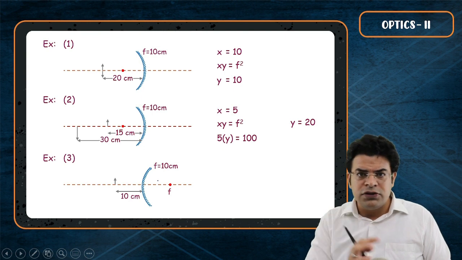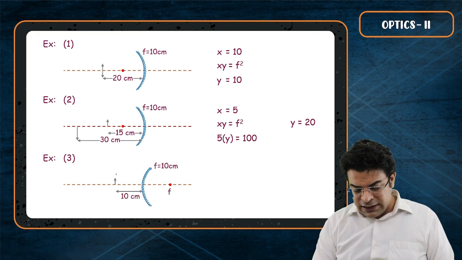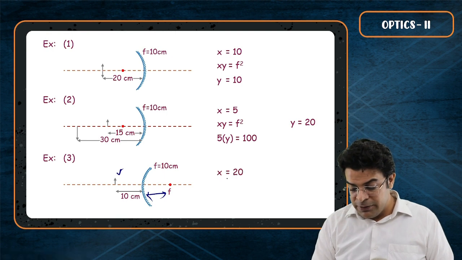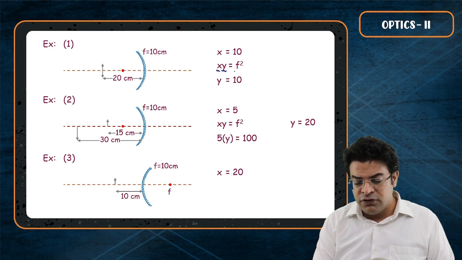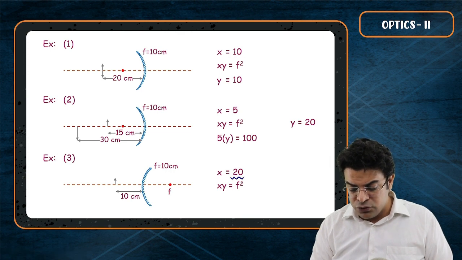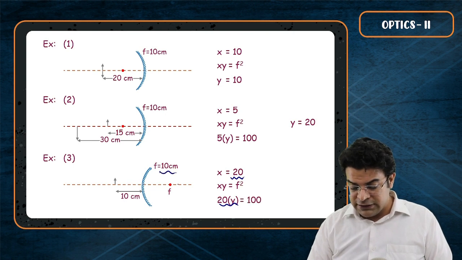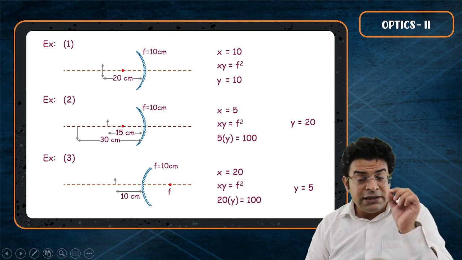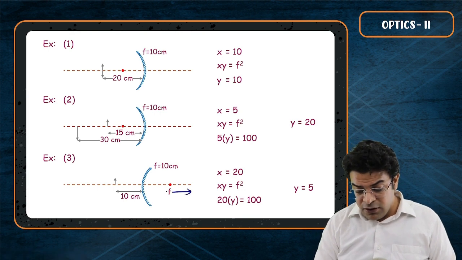Now how to use Newton's formula to solve it without using 1 by v plus 1 by u equals 1 by f? You will say that the object distance from the focus is 10 plus 10, 20 centimeter. So x will be 20. From Newton's formula, we know that distance of the object times distance of the image equals focal length whole square. So xy equals f square. In place of x, substitute 20 and you can find out y. So 20 into y equals 10 square, that is 100. So y comes out to be 5. When I say that y is 5, it means that the distance of the image from the focus is 5. Which way? 5 this way or 5 this way?